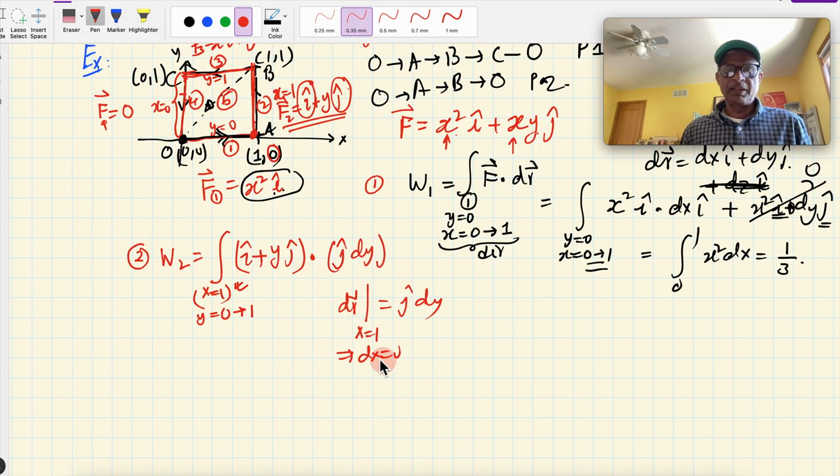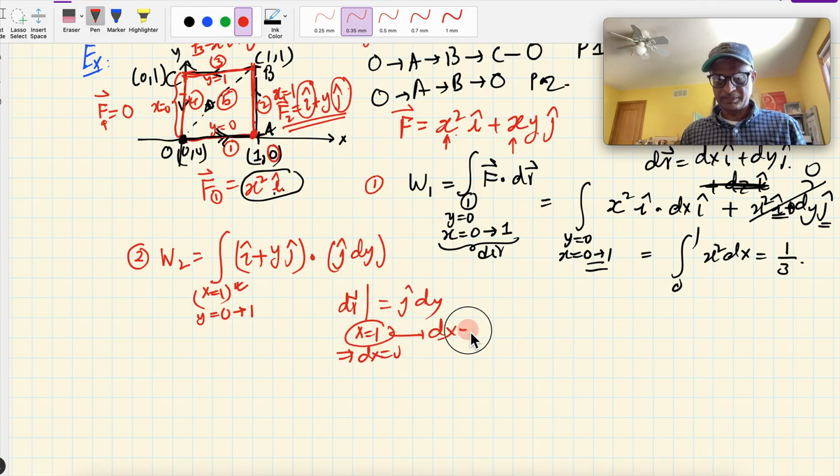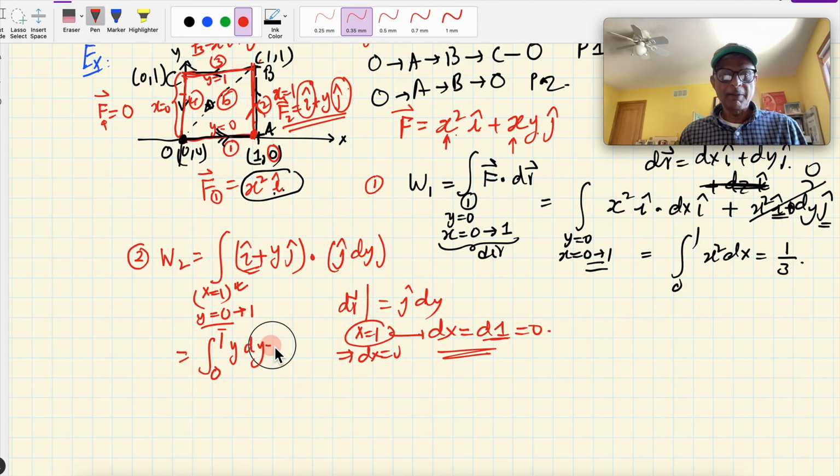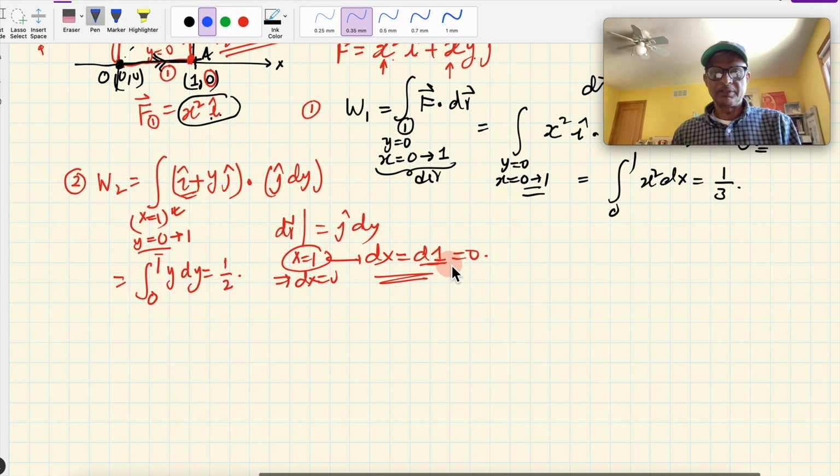If x equal to 1, that means taking d on both sides, d of 1 is 0, because it's constant. X is not changing, only y is changing. And so this becomes an integral where the y variable goes from 0 to 1. That's the direction, I go from 0 to 1. And y dy, that just becomes half. All right, that's good. Very good.